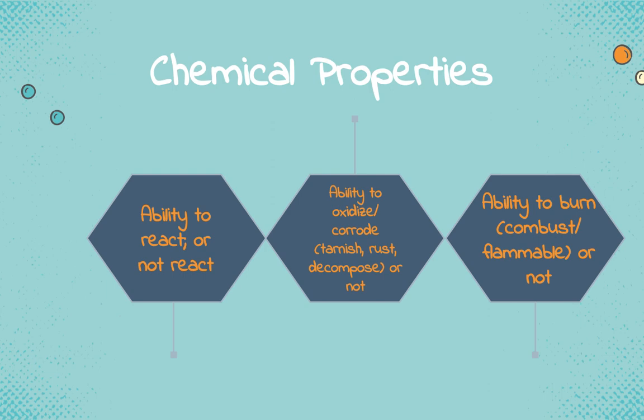Some chemical properties are the ability to react or to not react, the ability to oxidize or corrode. Remember, corrode, we learned about that in our safety lesson. It damages the tissues and the skin on your body. Some examples of this would be tarnish, rust, decomposition, or you're seeing if it does not do that. So it's the absence or the presence of oxidation and corrosion. The ability to burn is combustion and/or flammability, or not. Those observations are all chemical properties.